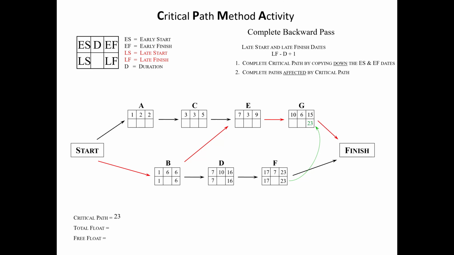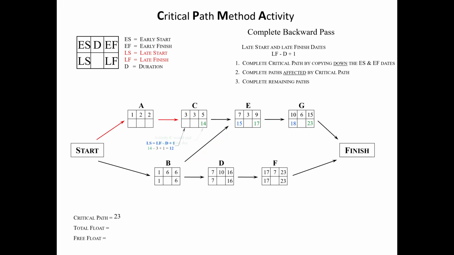Now you're going to start working backwards. So 23 was your longest date. What you did going forward, you're going to do going backwards. So now you're going to go 23 minus 6 plus 1. You'll see the formula we gave you up here at the top: late finish minus the duration plus 1. So 23 minus 6 plus 1 brings it down to 18. Then you'll drop down to 17. 17 minus 3 plus 1, which will be May 15th.